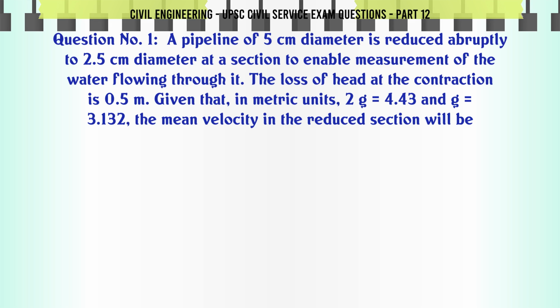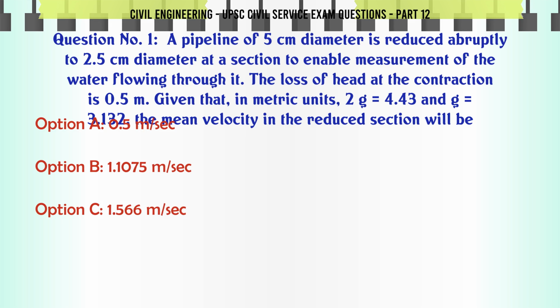A pipeline of 5 cm diameter is reduced abruptly to 2.5 cm diameter at a section to enable measurement of the water flowing through it. The loss of head at the contraction is 0.5 m. Given that in metric units √(2g) = 4.43 and g = 9.81, the mean velocity in the reduced section will be: A. 0.5 m/sec.